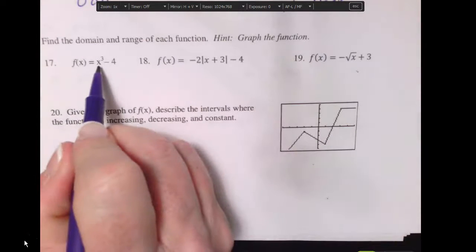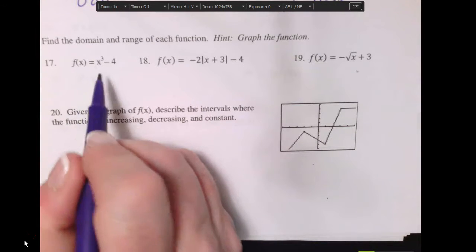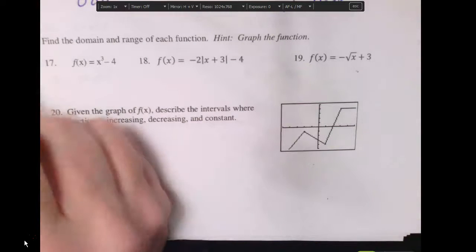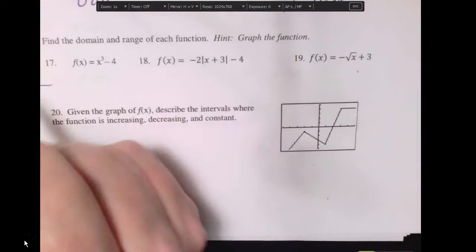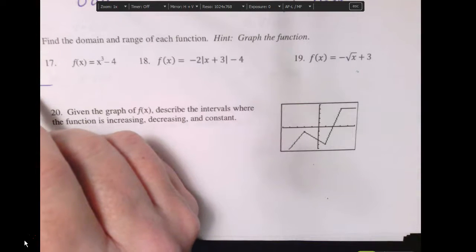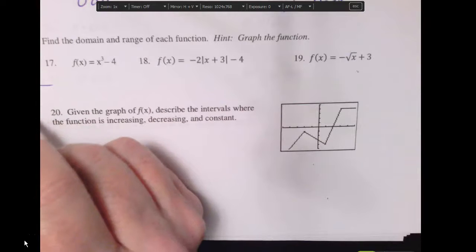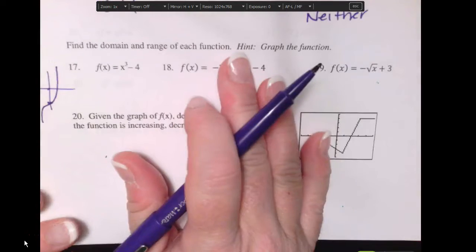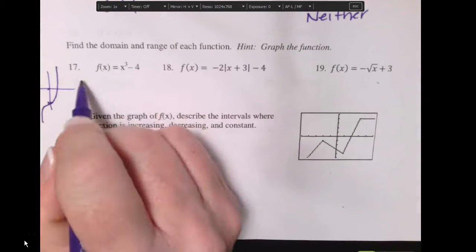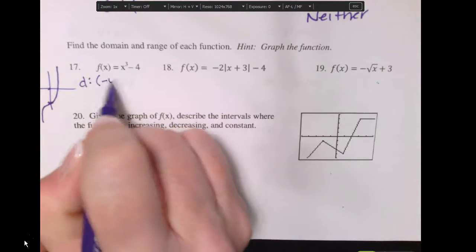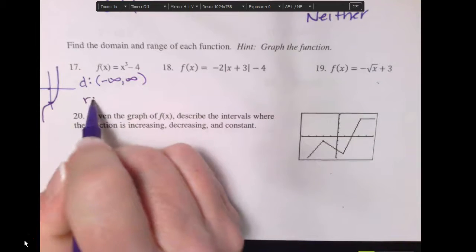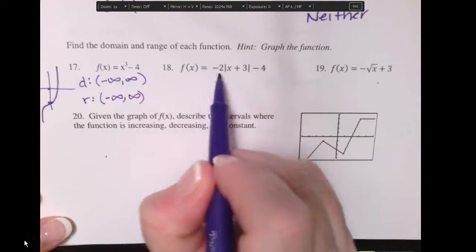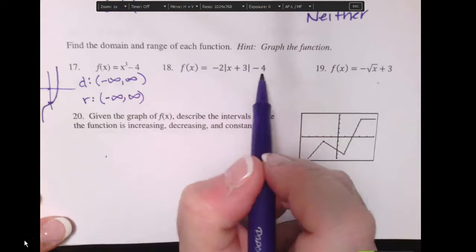This is a cubic, and it's shifted 4 down. So either way, my cubic normally is right here at 0, so if I go 4 down, that's what it's going to look like. Oh, can't see that. So its domain is negative infinity to infinity. Its range is negative infinity to infinity.